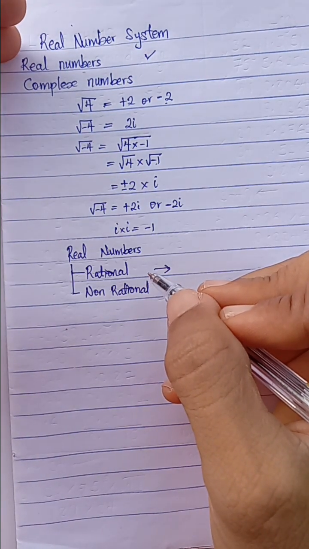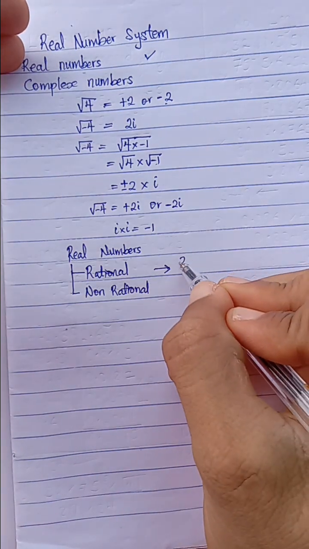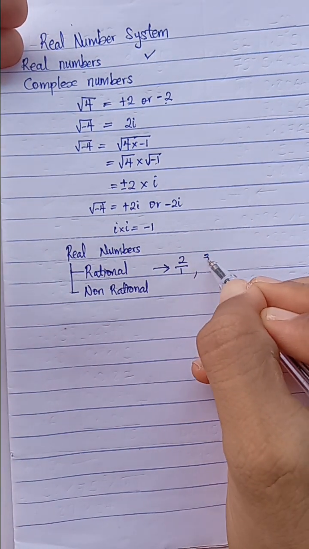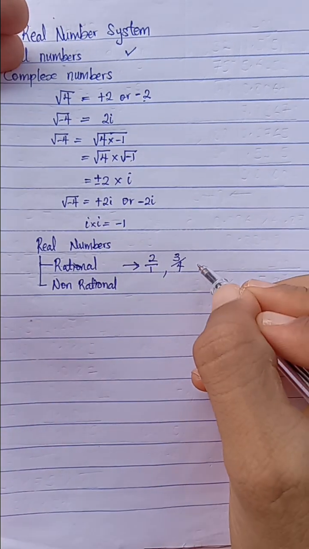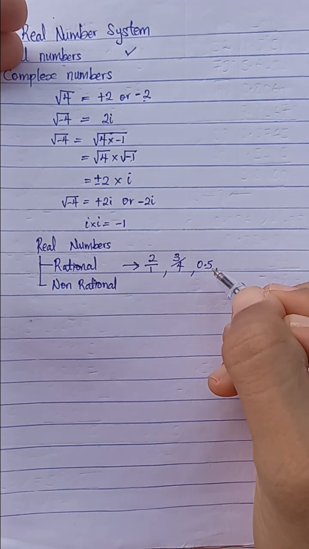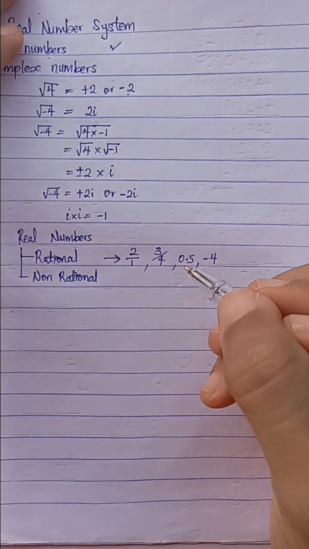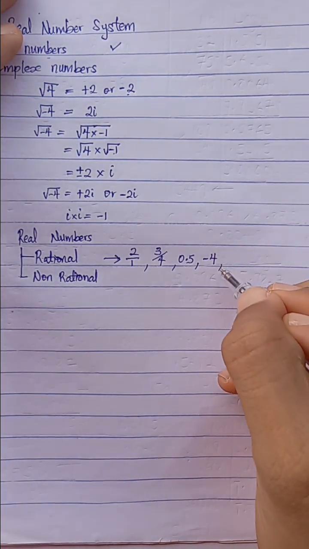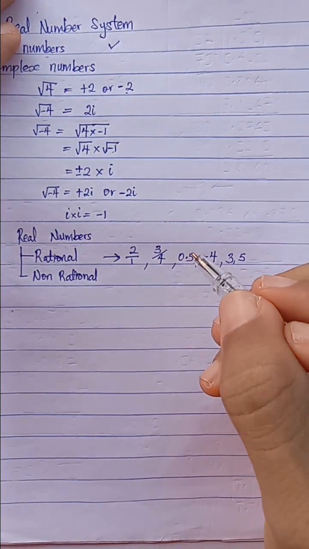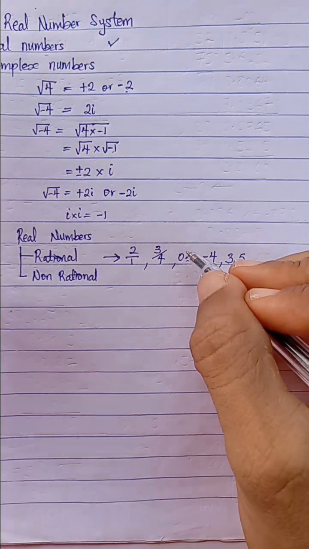If we have a whole number like 2, we can write it as 2 over 1. If you have a fraction like 3 quarters, you can write it as 3 over 4. If you have a decimal like 0.5, or a negative integer like minus 4, all these are rational numbers. Even counting or natural numbers like 3, 5, and the rest, all of them are rational numbers because we can express them as exact fractions.